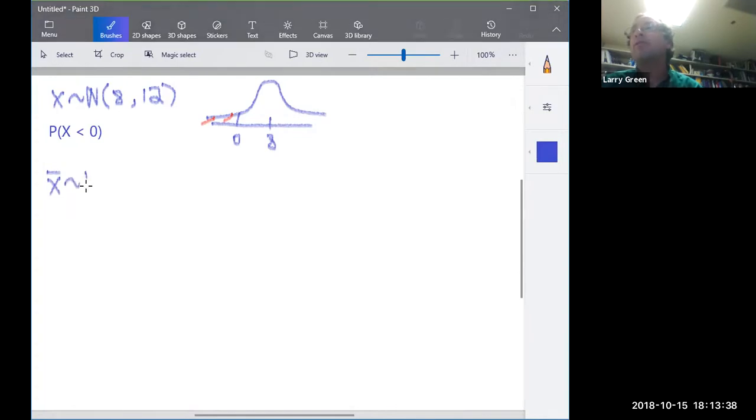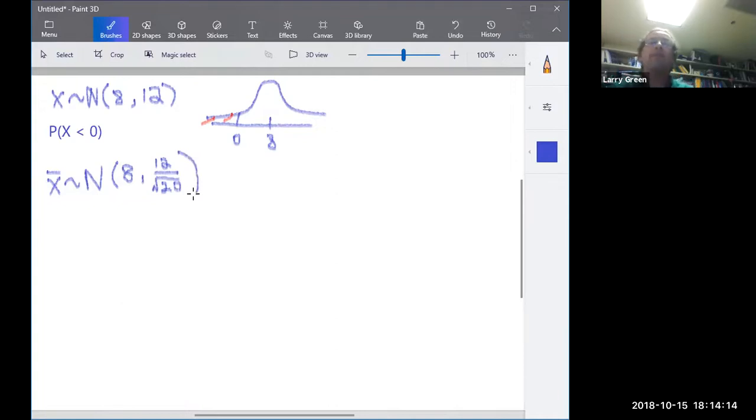And that will also be normally distributed. And what the central limit theorem tells us is the mean will be the same, which in this case is 8. But the standard deviation is no longer 12. It'll be 12 divided by the square root of 20, our sample size, which is 20 stocks. Any questions on that?